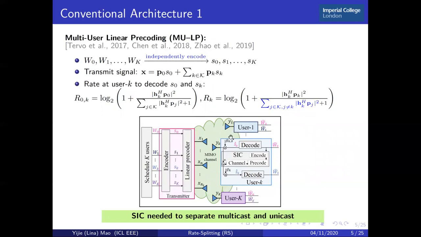At the receiver side, each user first decodes the multicast stream by treating interference from all unicast streams as noise. Each user then uses one layer of SIC to remove the multicast stream. After that, each user decodes its intended unicast stream by treating interference from other unicast streams as noise. So we know that in this conventional architecture MULP, one layer of SIC has to be used so as to separate the unicast and multicast streams.